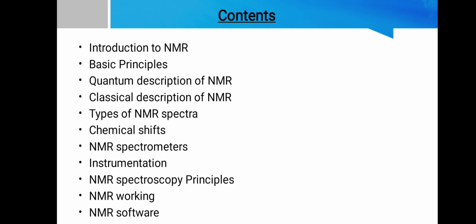So these are the contents of the presentation. First we will see the introduction to NMR, what it actually is, what the basic principles behind it are, the quantum description of NMR, classical description of NMR, types of NMR spectra, chemical shifts, NMR spectrometers, instrumentation, NMR spectroscopy principles, and NMR working and software. So these are the main highlights of this presentation. So let's move on.